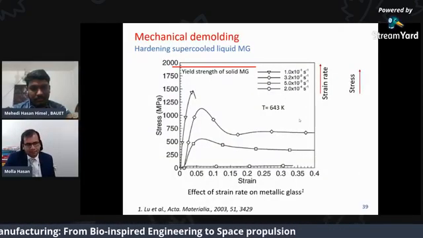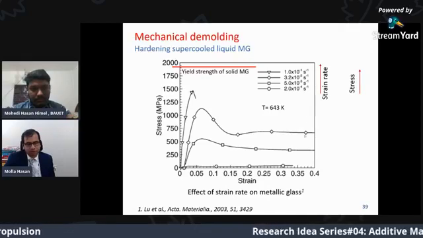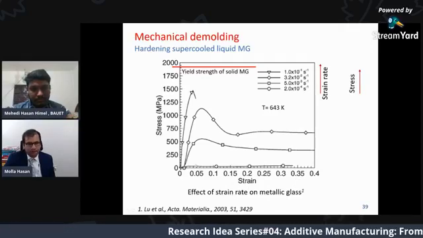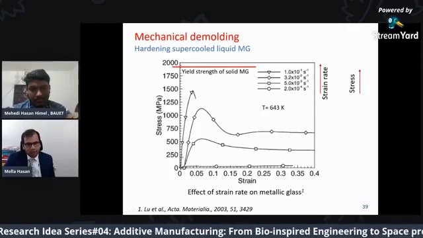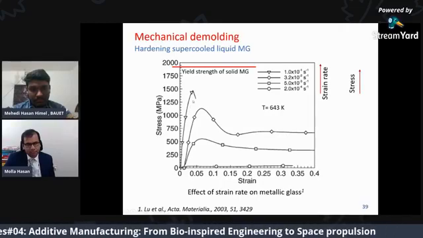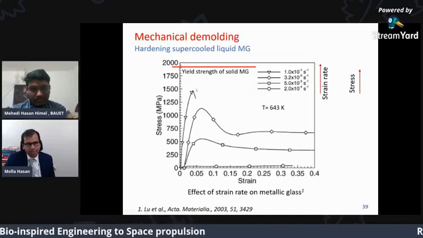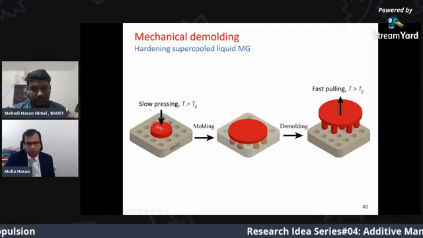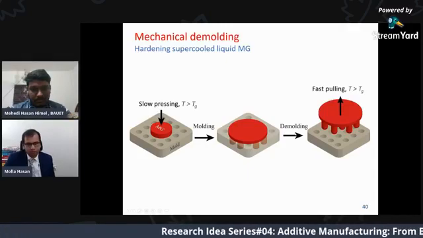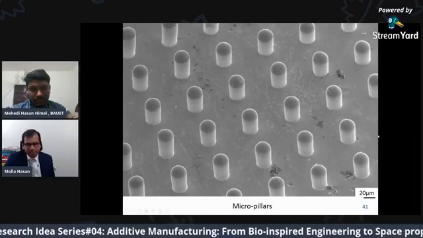And we studied some rheology, that is, how the strain rate affects the yield strain. We found that if we pull at a higher strain rate, the metallic glass acts like a solid. So we decided to press slowly and then pull very fast so that the structures remain intact.